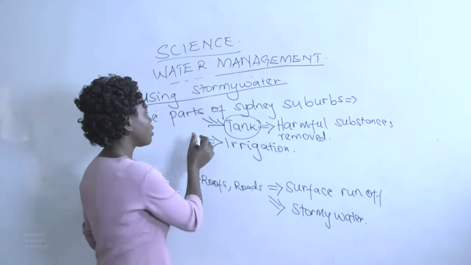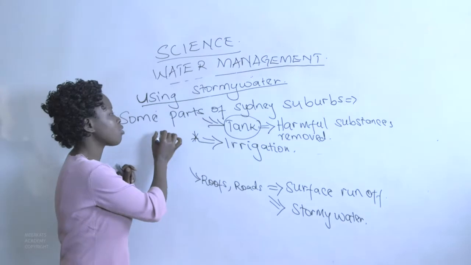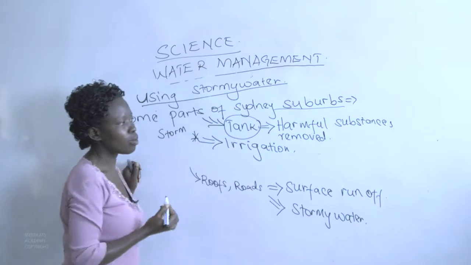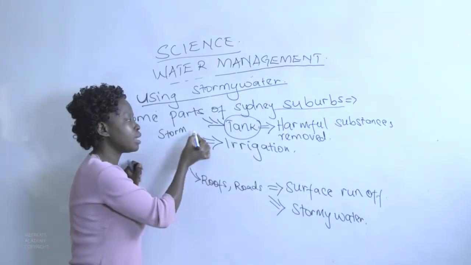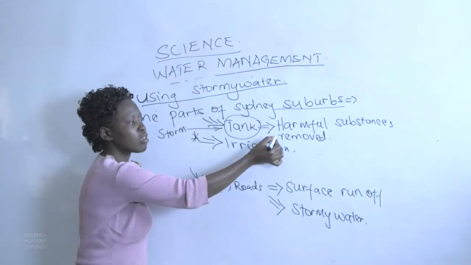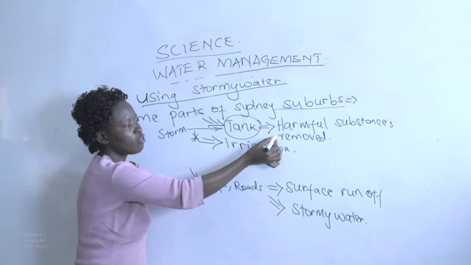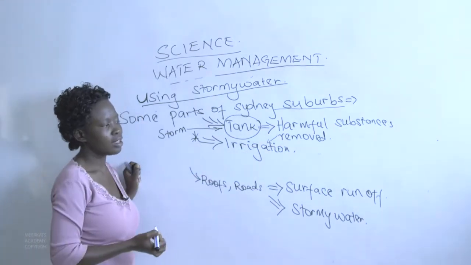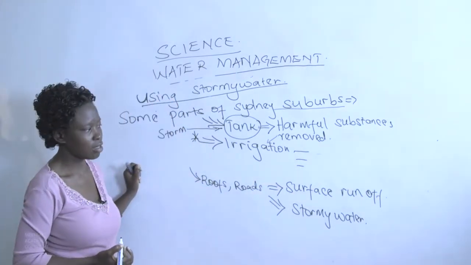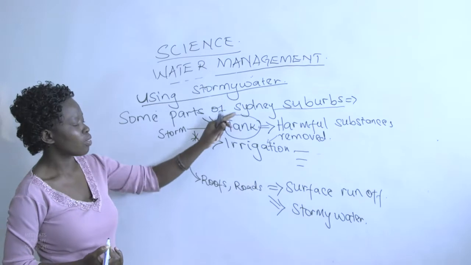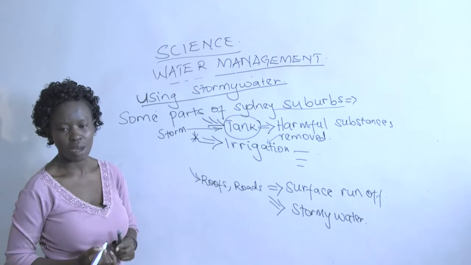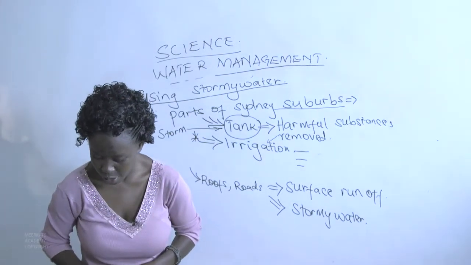So you find the water that has been collected. This was just the stormy water that was available in this suburb. So this stormy water is collected and stored in the tank, then harmful substances are removed, and after the harmful substances are removed, it is used in irrigation for those various activities that we've mentioned. So you find that the water that was just running on the surface is now becoming useful in one way or another.